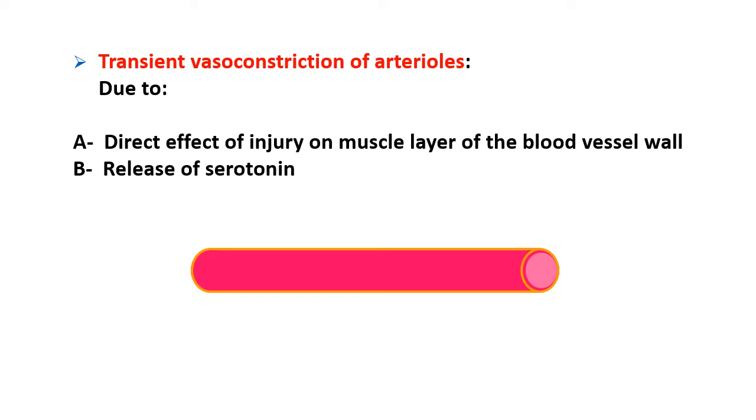It's released from platelets and mast cells. It appears in the early phase of inflammation and it stimulates smooth muscle contraction. Transient vasoconstriction prevents further spread of harmful agents. It results in brief paling of the inflamed area.